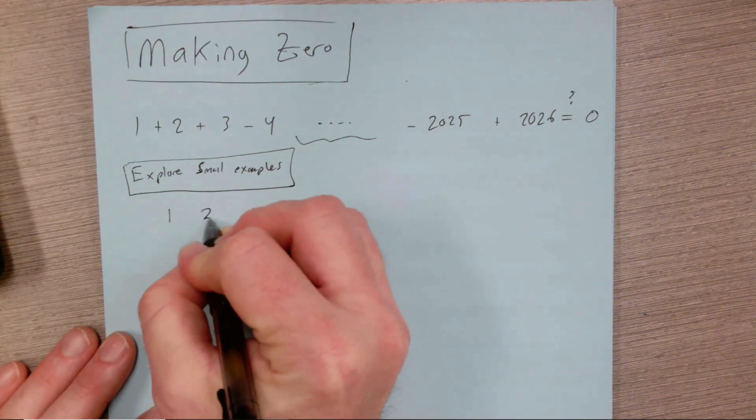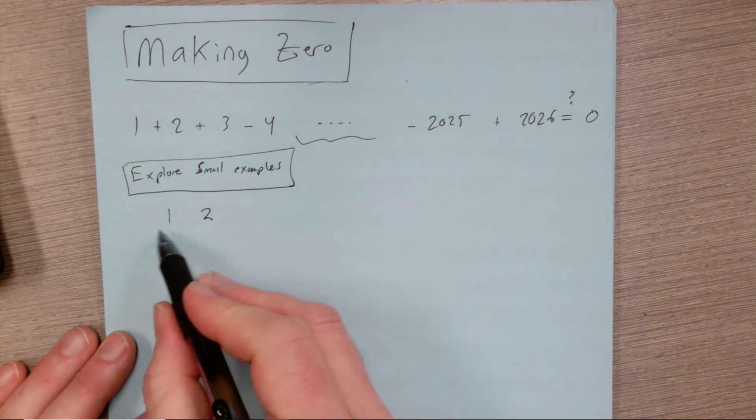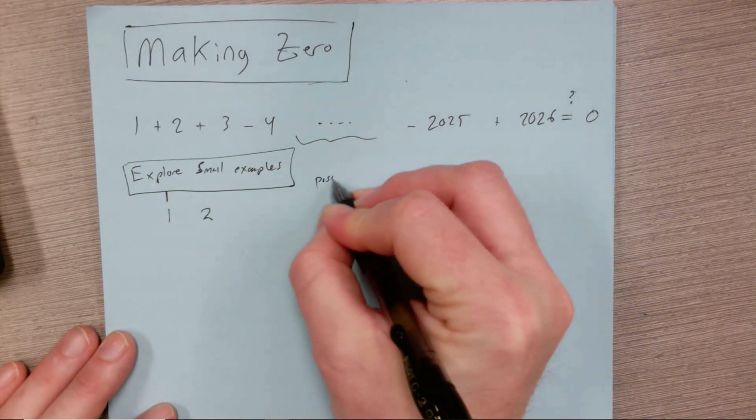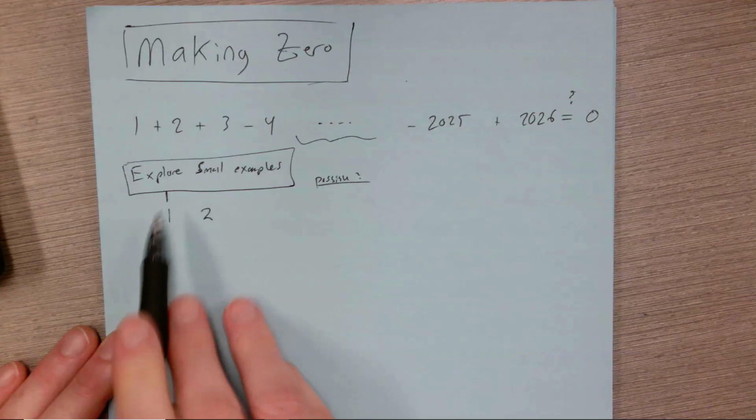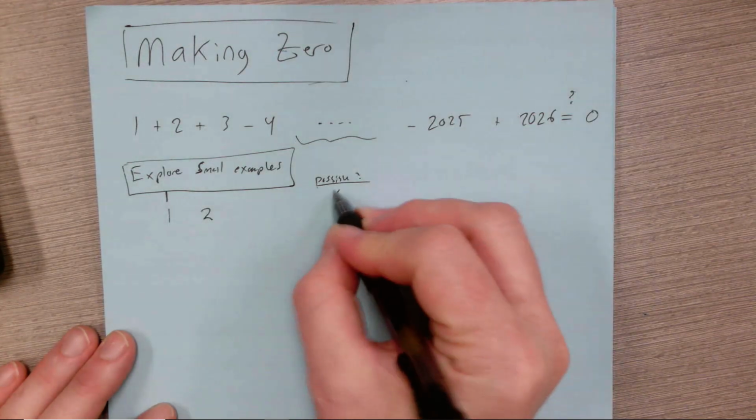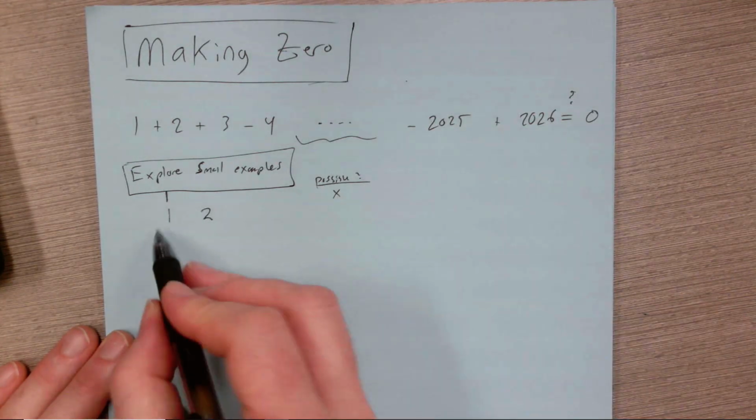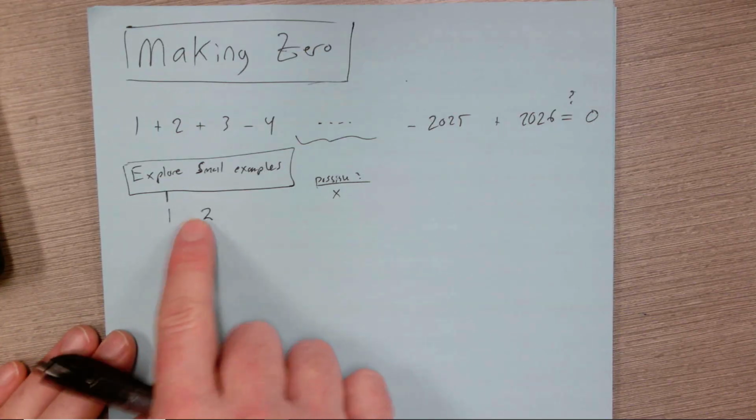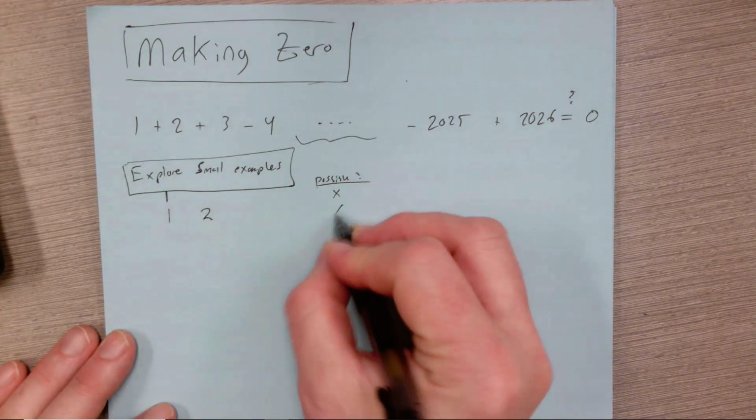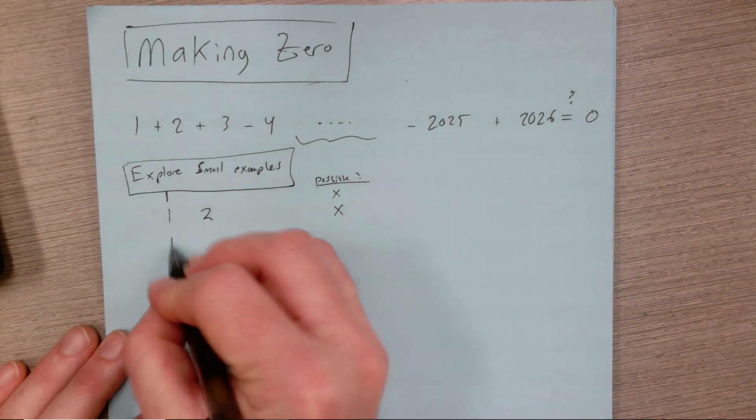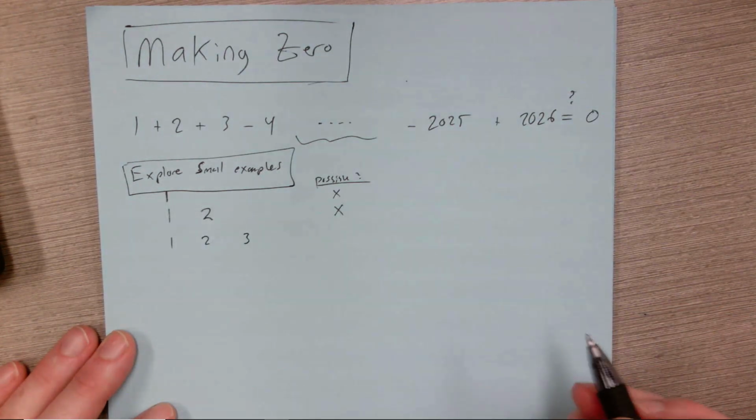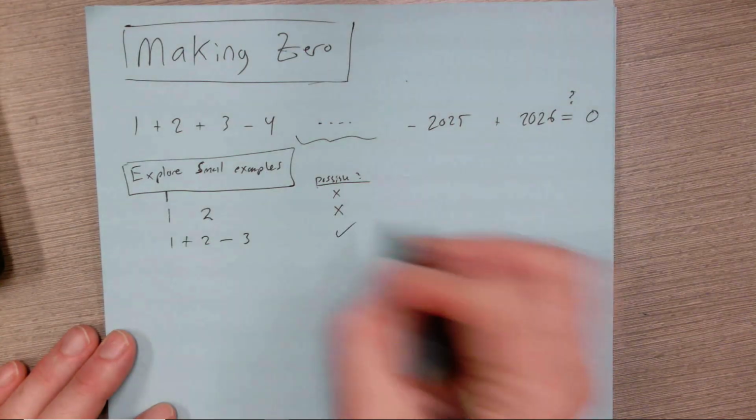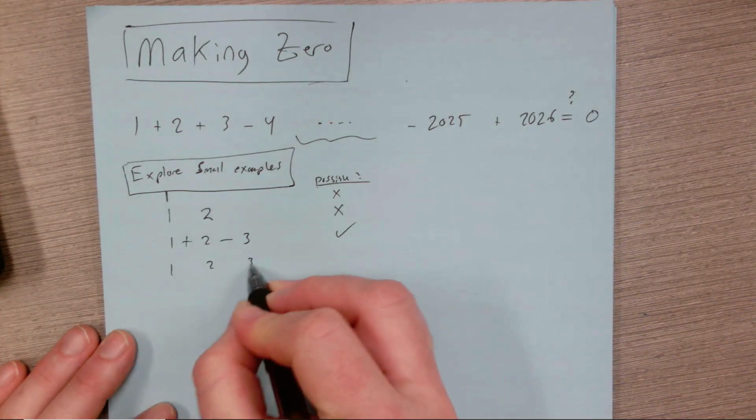The smallest example is just a single 1. I'm going to ask, is it possible or impossible? If I just have one number, it's clearly impossible to make that 0. If I have 1 and 2, if I put a plus here, I'll have 3. If I put a minus here, I'll have -1. So it also seems it's not possible to make 0. Okay, what about 1, 2, and 3? Here it seems like I could, because 1 plus 2 is 3, minus 3, so that is possible. What about 1, 2, 3, 4?